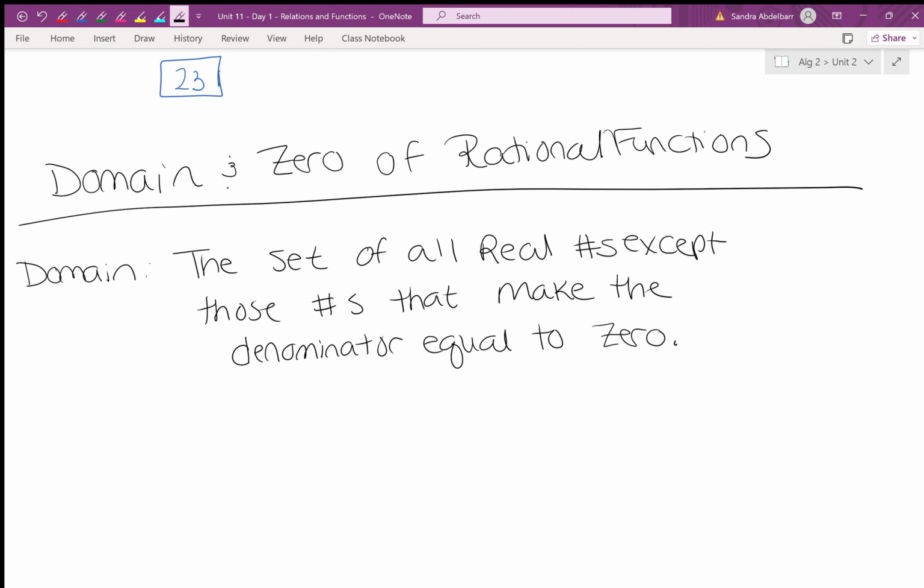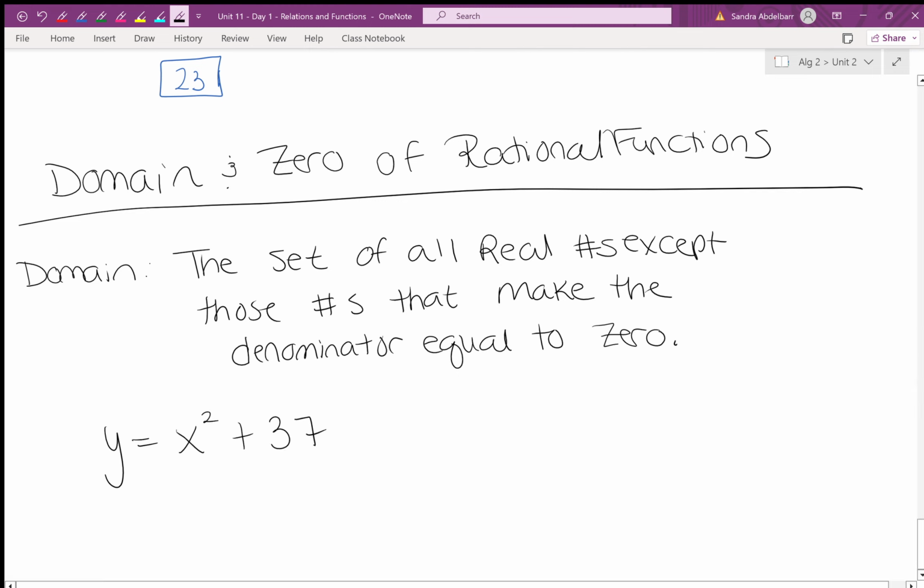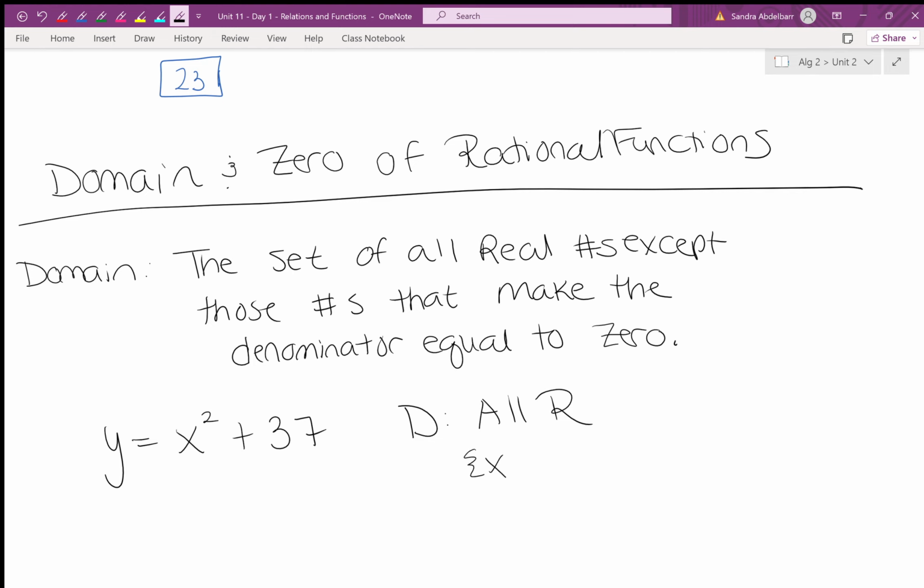So if I just give you y equals x squared plus 37, do we even need to know what this looks like? No. What is the domain? All real numbers, all reals. How would I write that in set notation? x such that negative infinity is less than x, which is less than positive infinity. How would I write that in interval notation? Parentheses. We don't even need to sketch that. When's the only time we're worried about the domain? If there is a denominator.